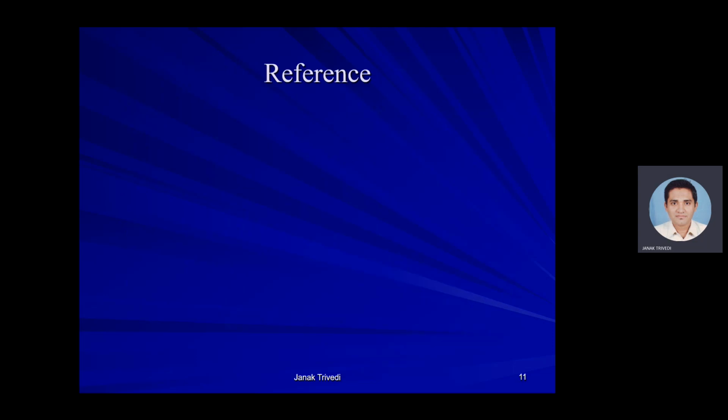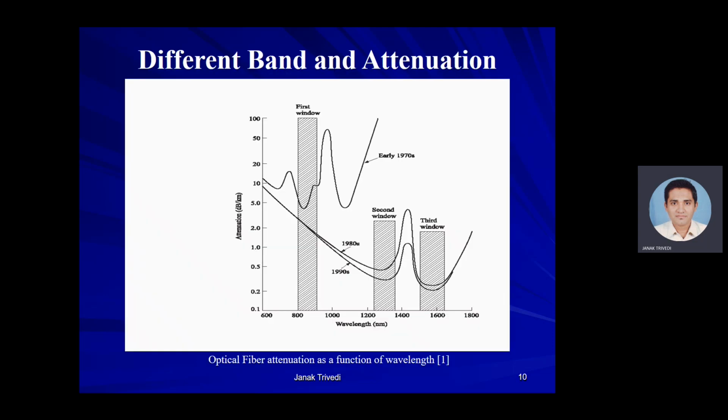By reducing the concentration of hydroxyl ions and metallic impurities in the fiber material, around the 1980s manufacturers were able to fabricate optical fiber with very low loss in the 1100 to 1600 nanometer region. This spectral band is referred to as the long wavelength region. Two windows are defined here: the second window centered around 1310 nanometers and the third window centered around 1550 nanometers.